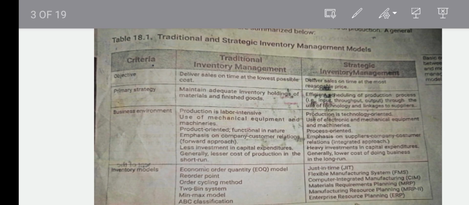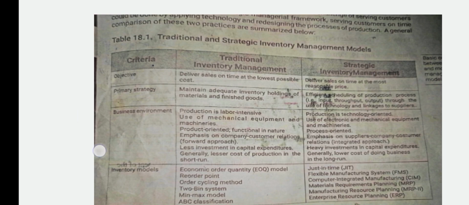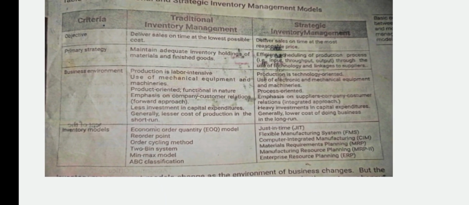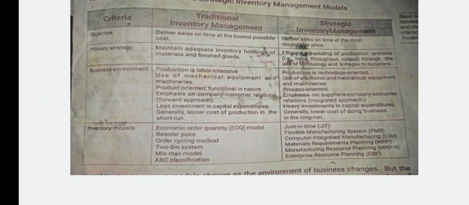So they have similarities, but there are some differences, like I said, strategic inventory management is more on technology and is good, while the traditional one is not. The traditional inventory models are economic order quantity (the EOQ model), reorder point, order cycling method, two-bin system, min-max model, and ABC classification. We will tackle those in the next slides.